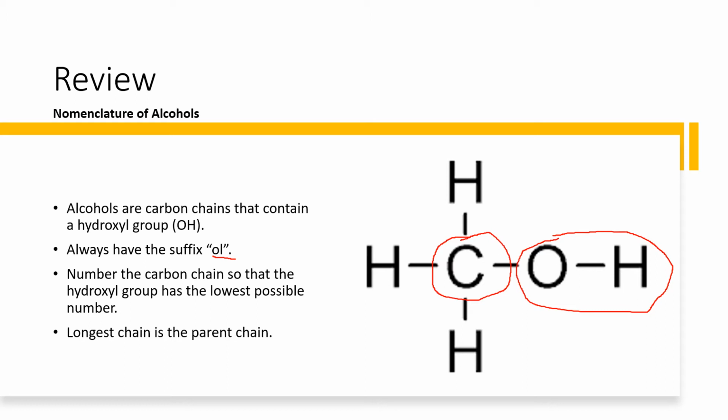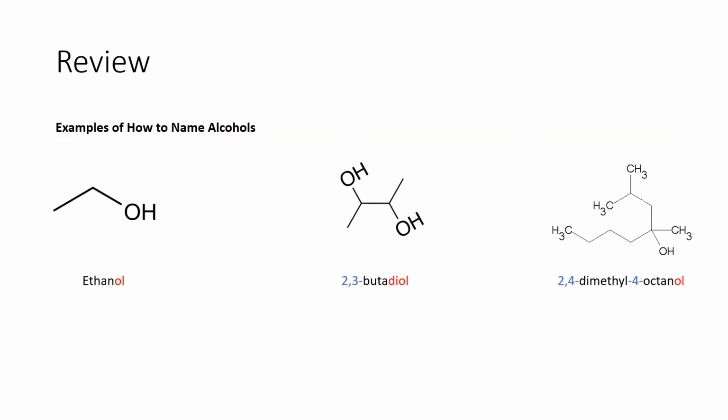When naming the alcohol, always do your best to try to number the carbon chain so that the hydroxyl group is on the lowest possible number. And the longest chain is always the parent chain when naming. I now have some different types of alcohols, and I will slowly show you how to name them properly.